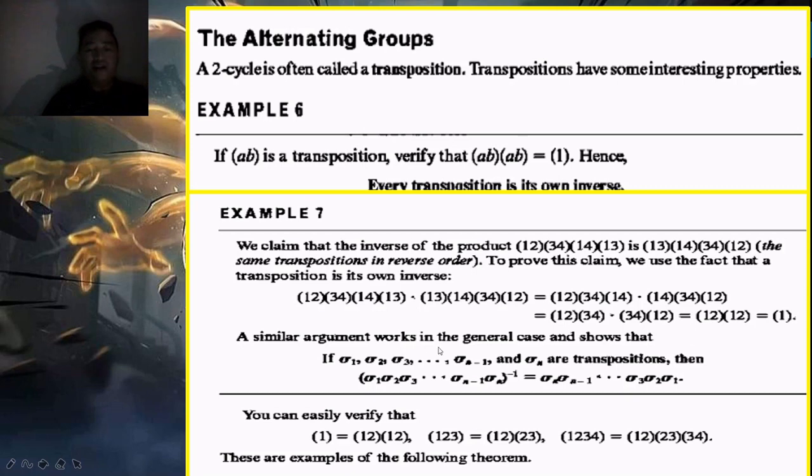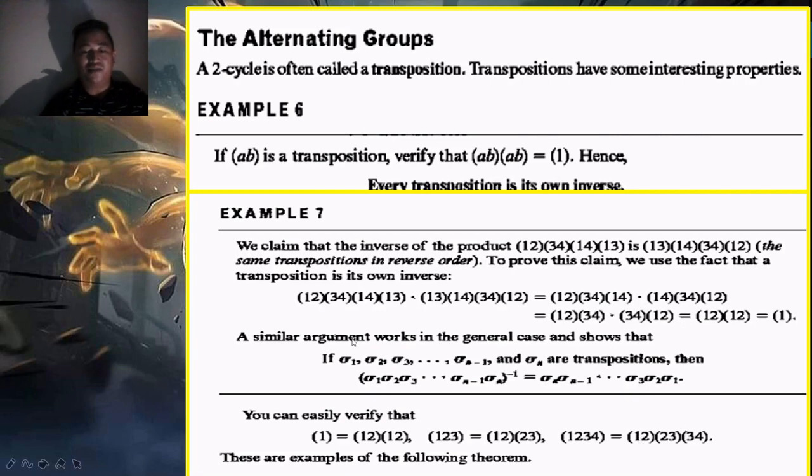Okay, the similar argument works in the general case and shows that if we have a product of transpositions, then its inverse is the reverse. Sigma 1 to sigma n has inverse sigma n to sigma 1. So you can easily verify that. The cycle 1, 2 is equal to 1, 2. The cycle 1, 2, 3 is equal to 1, 2 times 2, 3. And then 1, 2, 3, 4 is equal to the product 1, 2, 2, 3, 3, 4.